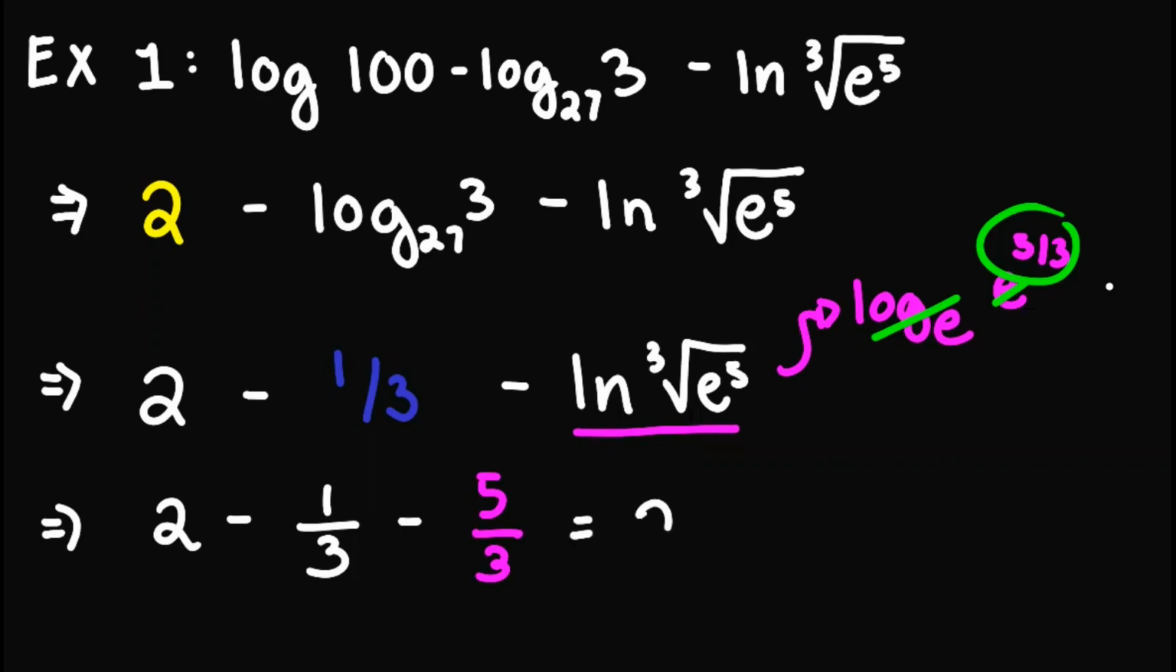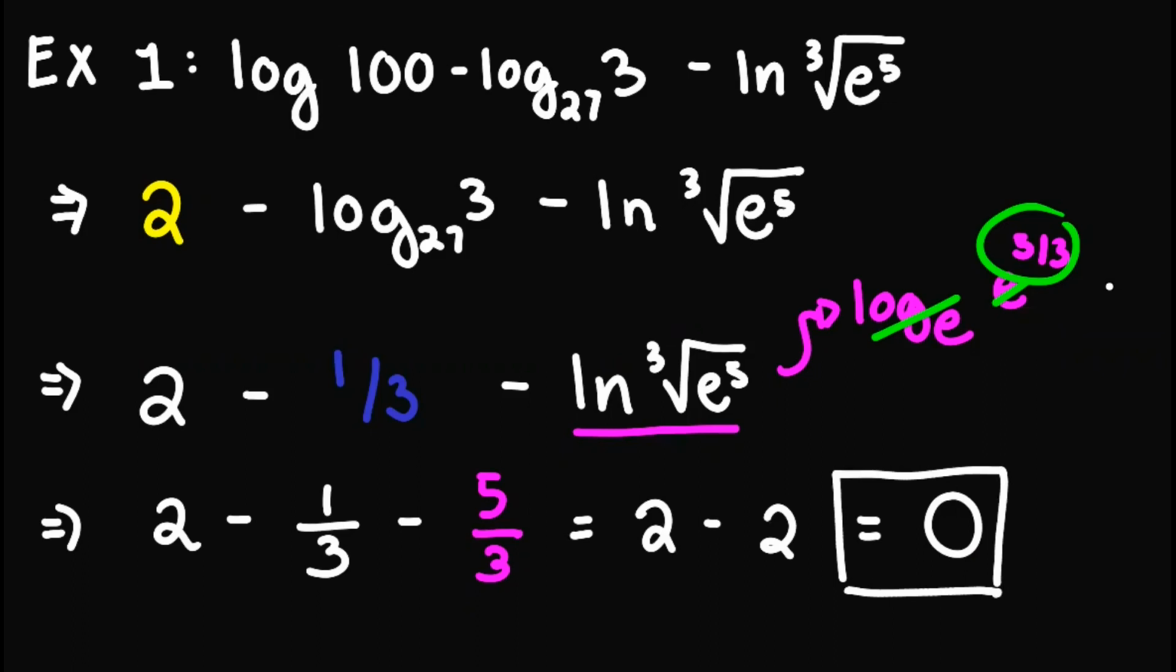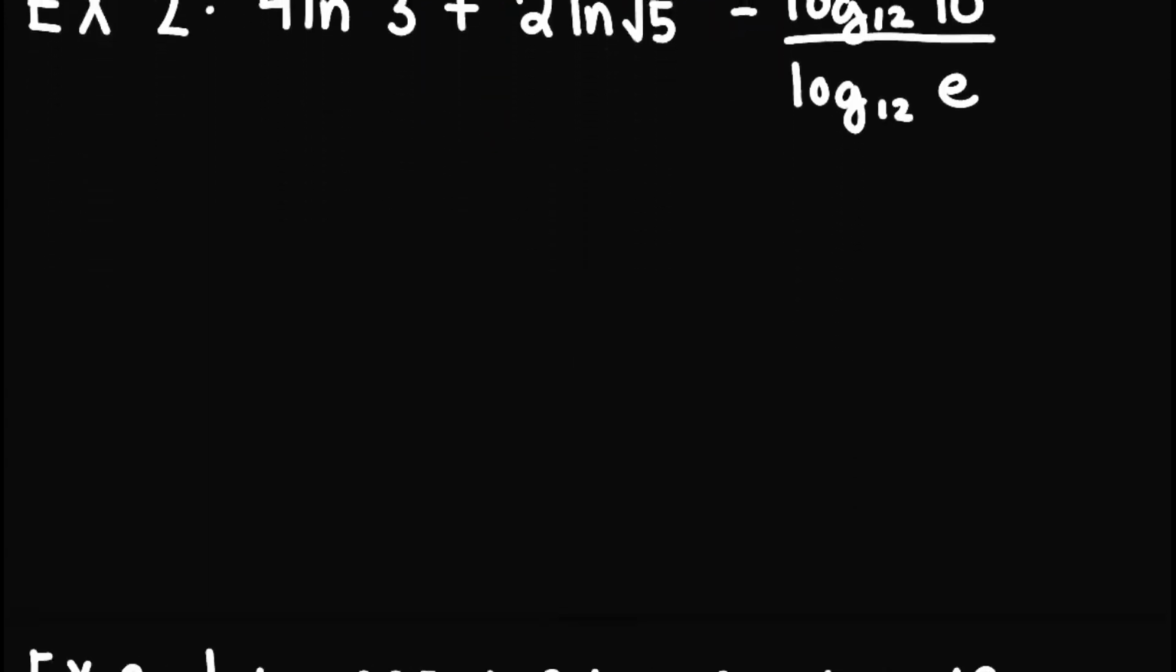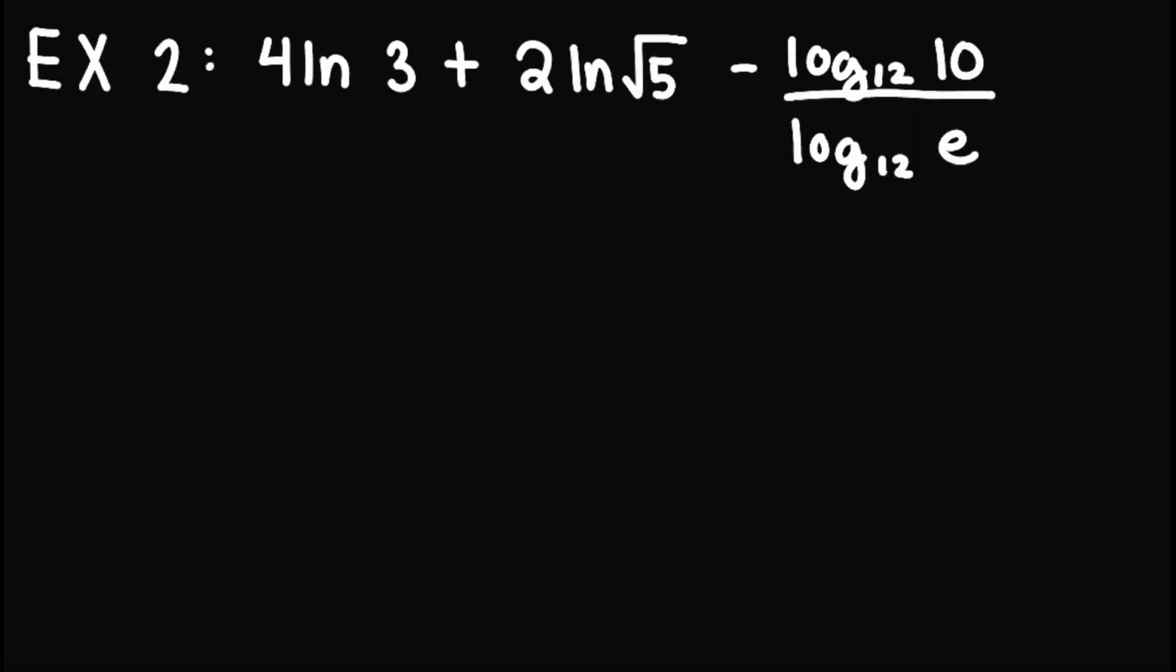We've got 2, and negative 1 over 3 minus 5 over 3 is simply negative 6 over 3 or negative 2. So 2 minus 2 is simply 0. Therefore, we can conclude now that the given logarithm expression is simply 0. And that is the answer for this first example. There. Let's go on to this next example.